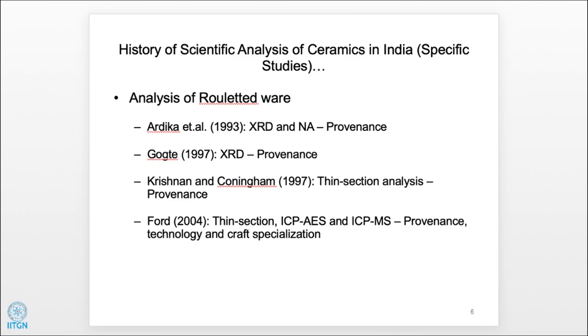Then I'm coming to roulette ware. Ardika, an Australian, did some neutron activation analysis to determine the provenance, and Professor Gokhale did it too, and none of us have been able to determine the provenance. Actually, there is an agreement between my analysis and Professor Gokhale's, that the Ganga Valley is one of the promising regions, because I got some materials from the Ganga Valley, but I also have some samples from Sri Lanka.